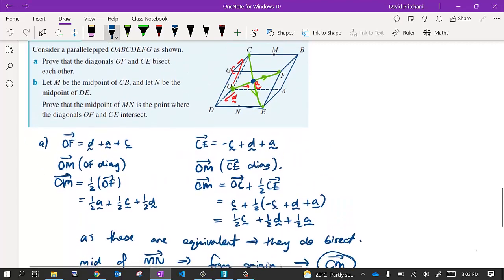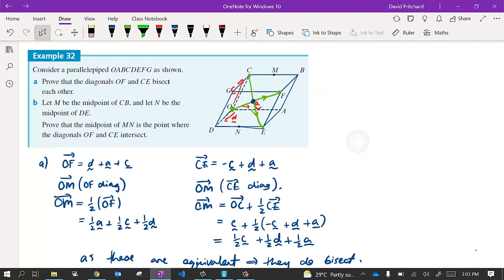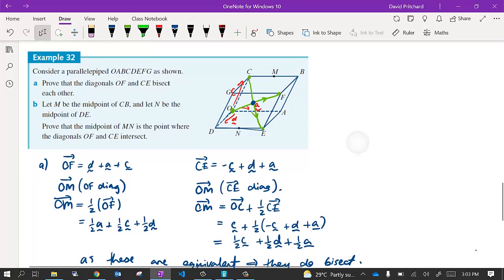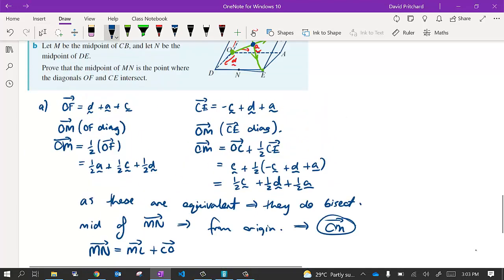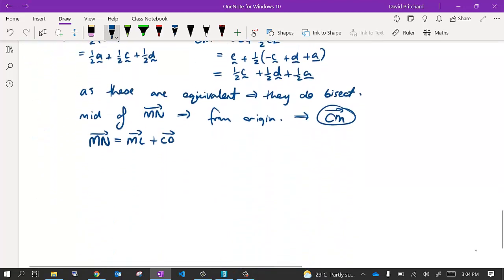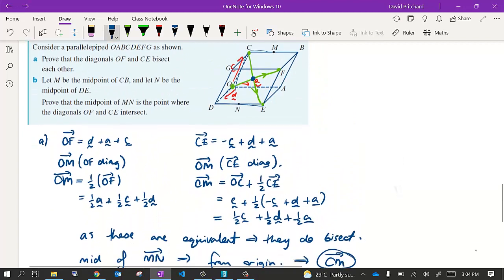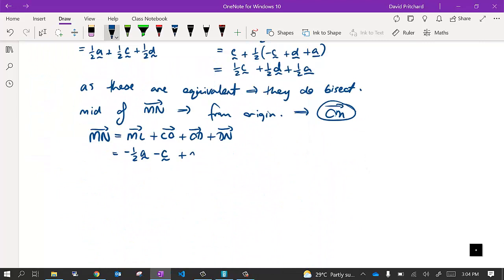So let's start by looking at MN. Let's define MN. Go from M to N. We're going to say that it's MC plus CO. So we've gone across and down. Now we can go OD plus DN. Now MC is negative 1/2 A. CO is negative C. OD is D. And DN will be 1/2 of A. So those two cancel out, and we're just left with MN is D take C.